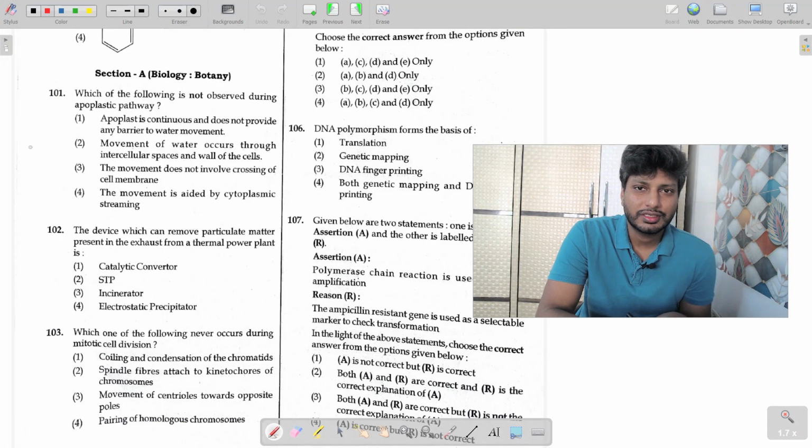So today we are going to discuss one of the question papers of NEET Biology. This question paper is of the year 2023, and today I'm going to discuss some of the questions of Section A, that is the botany part of the NEET Biology question paper. So let us see the questions one by one.